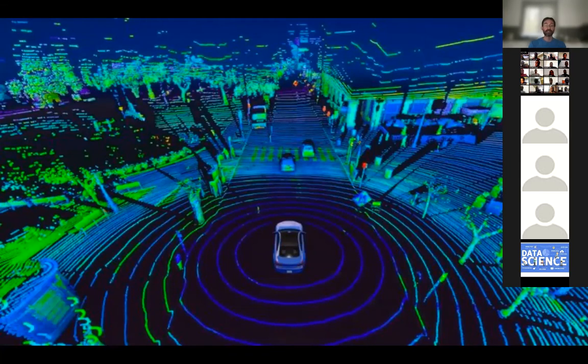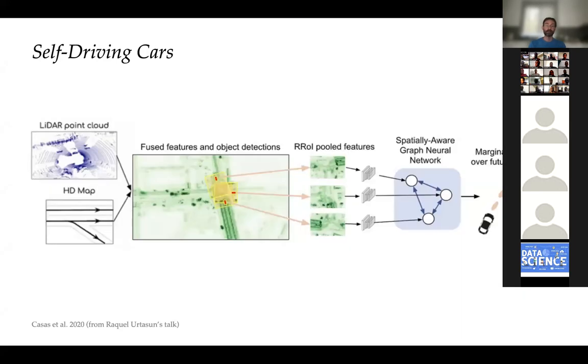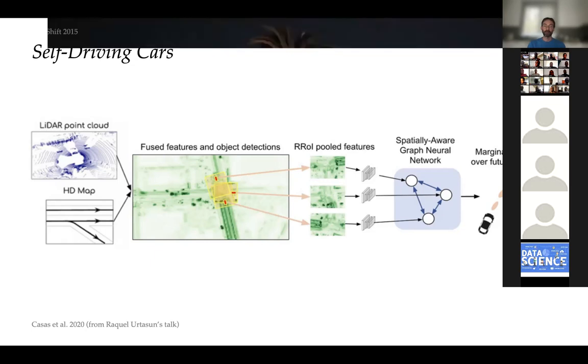And Uber has recently been using graph neural networks for self-driving applications, for example, for predicting trajectories of cars in a crowded environment where you have multiple cars that drive in different directions, and you try to predict where they would go, and for example, if an accident is likely to happen.